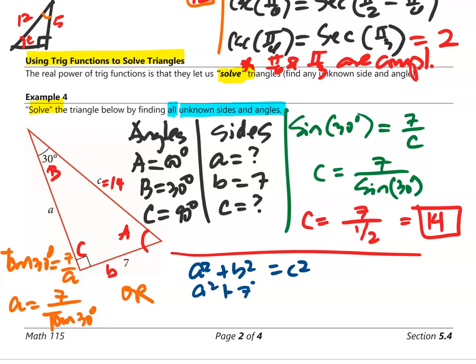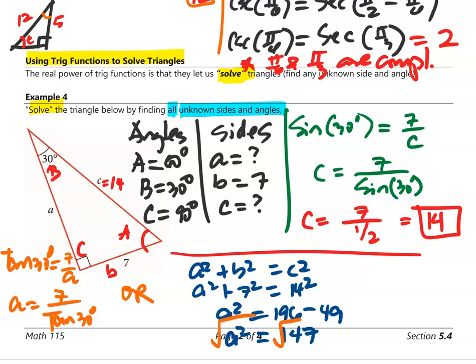So b is 7, so 7 squared, and c is 14. Then if you subtract 7 squared both sides, and we know that 14 squared is 196, minus 7 squared is 49. So that is a squared is equal to 147, and then square root both sides, so that a is equal to square root of 147.